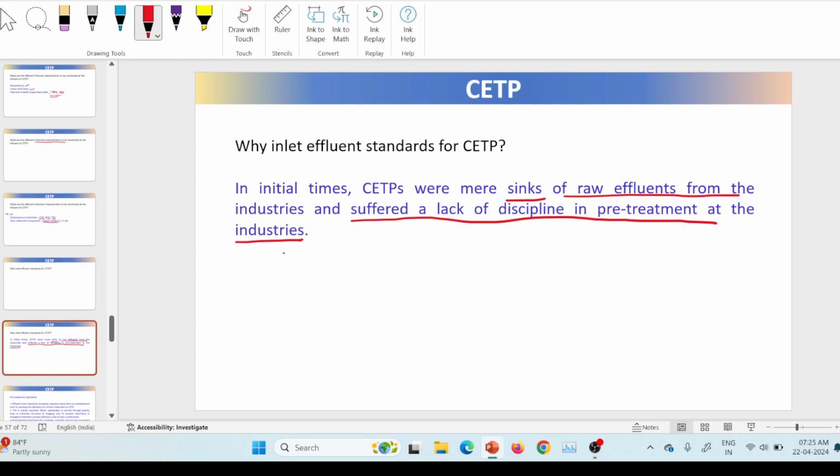So that's why a minimum amount of pre-treatment is suggested, to make the CETP work in an efficient way. So that's why some inlet effluent standards are imposed.